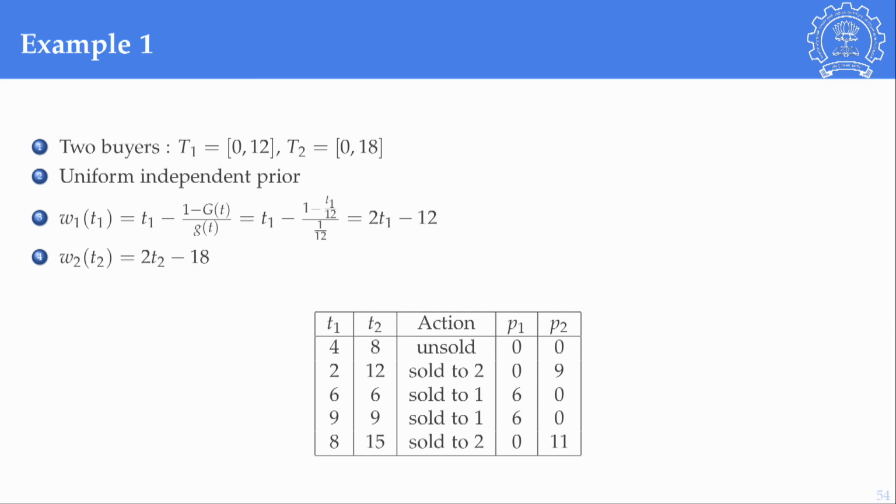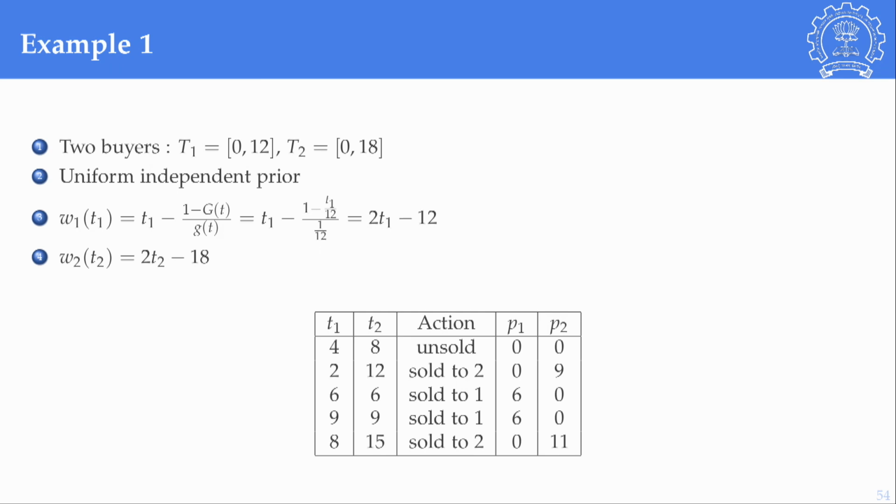Now, 8 and 15, both are positive now. How do you find the payment? Both are positive, but you see that T2 is significantly larger. So this virtual valuation is larger at T2 equal to 15 than T1 equal to 8. So between these two agents, this agent has higher virtual valuation. So I will give the item to this agent, but at which point will this agent start becoming the winner? You will have to equate it to the value where T1 is 8 here, right.